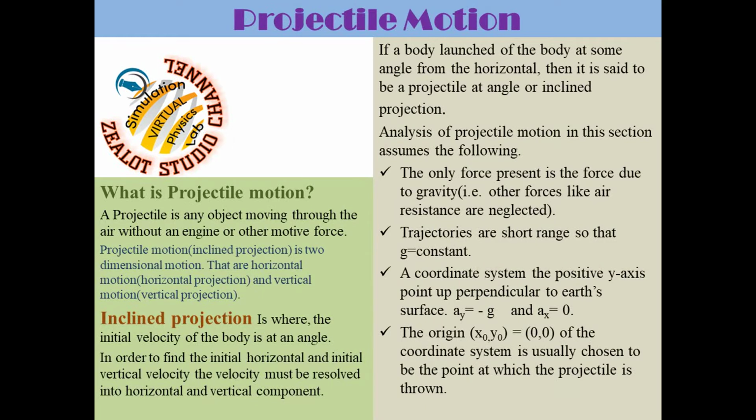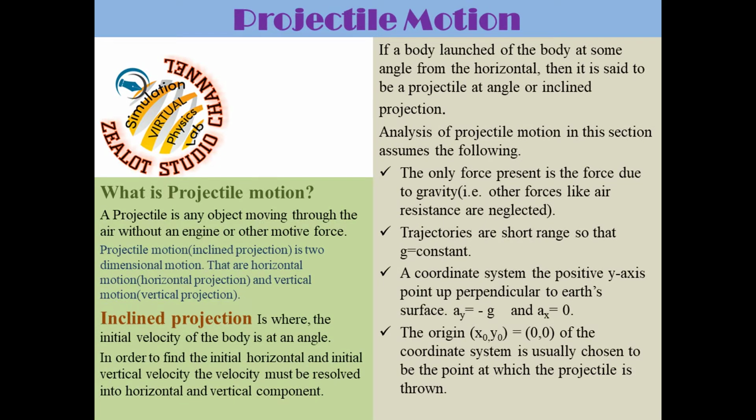So the angle between the horizontal line and the projection line, or the projection vector, means that projectile is said to be inclined projection, not horizontal projection and not vertical projection, but inclined projection, between 90 degrees and 0 degrees.